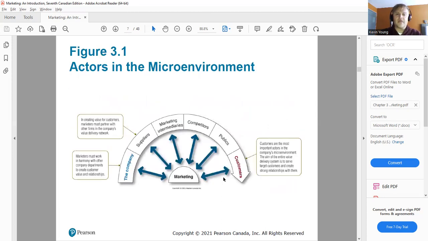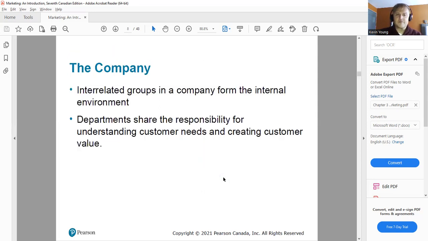And here are some of the actors in the micro environment. You can see in this semicircle, we've got the company, suppliers, marketing intermediaries, competitors, what does that say? Publics and customers. And you can see just on the right-hand side says customers are obviously the most important actors in the company's micro environment.